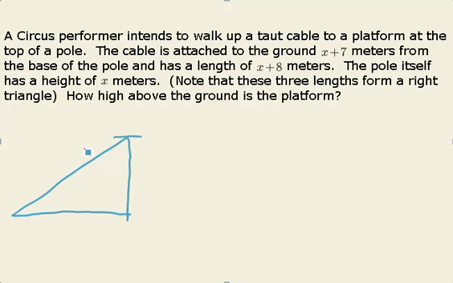So I went ahead and drew a picture of the situation. Here's the circus performer walking up a taut cable. Let's label this with the lengths that we're given. The cable is attached to the ground x plus 7 meters away from the pole, so we have an x plus 7 down there. The cable has a length of x plus 8 meters, so that has a length of x plus 8. And then the pole itself has a height of x meters, so that's x. All right, so this performer's walking up to the top.